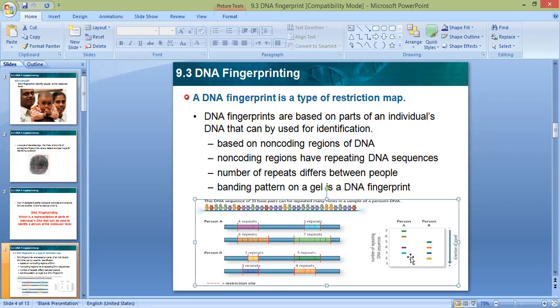Now we use the DNA fingerprint, which is based on parts of an individual's DNA. Since we cut the DNA and got fragments of DNA, these fragments start to separate in the electrophoresis in bands. This depends on the parts of the DNA, and these parts, the fragments, can be used for identification.